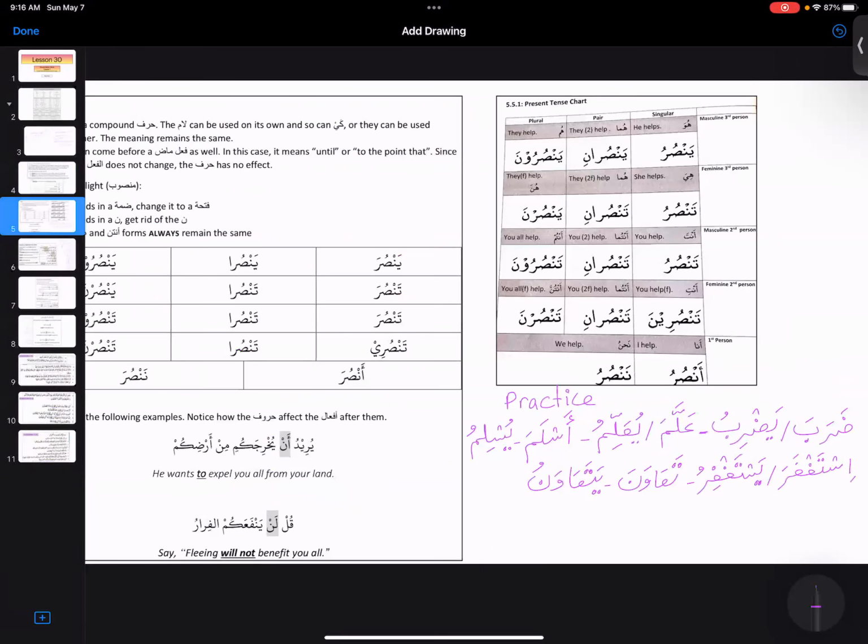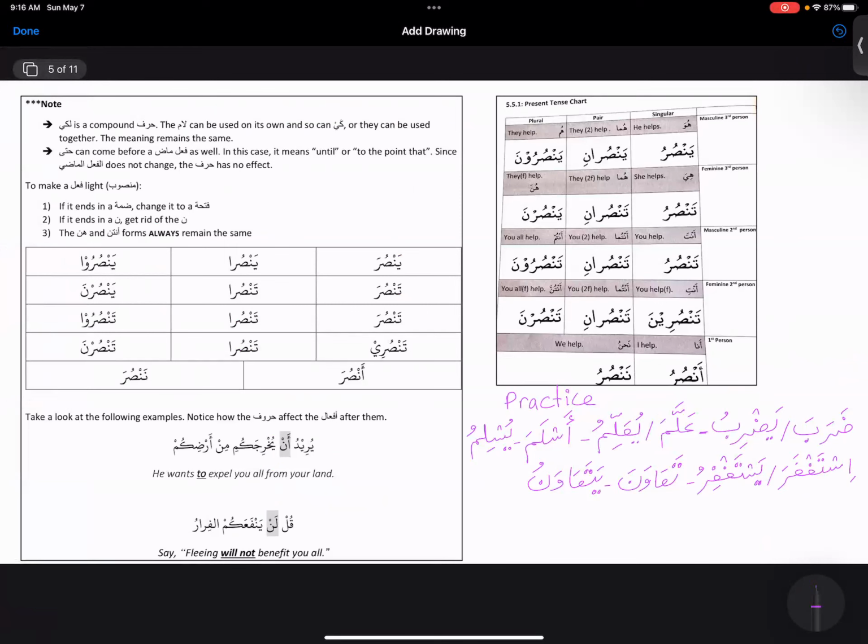Okay, so now these are the words. And now we will see when fail mudariya turns into mansoob because of these haruf coming before it, how it is going to look. So what is the regular version? Nasara becomes yansuru, right? Can someone repeat this yansuru chart conjugation? It's still on the screen. You can see it or just say it from memory.